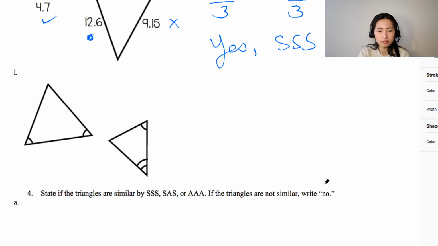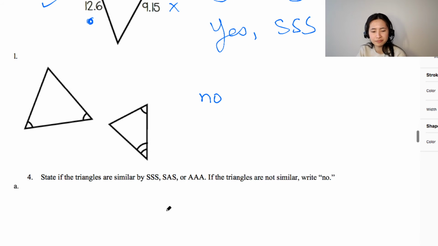Okay, so for L, I think it's pretty obvious that because they're saying that this contains two tick marks, therefore it's not going to be similar to any of these. Therefore, we're going to say that they're not similar. We don't really need to calculate anything because it explicitly tells us that this is not congruent to any of the two angles in this triangle.